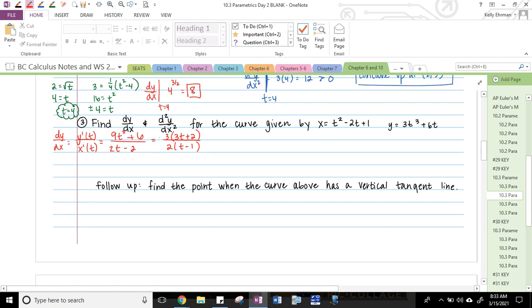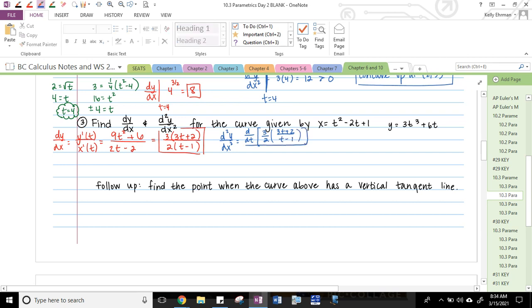All right. So this is the first derivative. That's my answer to that. The second derivative, this ought to be fun. It's the derivative of that answer I just got. So I'm going to write it as 3 over 2 times 3t plus 2 over t minus 1. So I think I am going to leave it factored out.